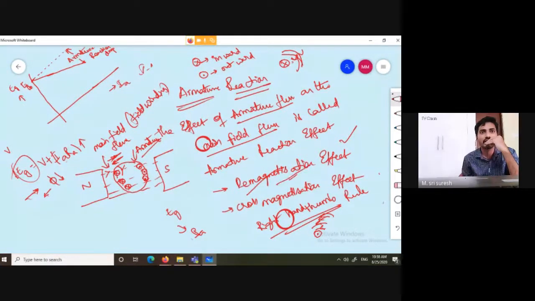Due to that demagnetization effect, the flux is decreased. If the flux is decreased, what about the EG? EG depends on the flux. The flux is decreased, so EG will decrease. That's why the EG value will decrease. And this happens whenever the load is connected. This armature reaction effect comes only when load is connected to your generator. Under no load condition, this effect is not there.